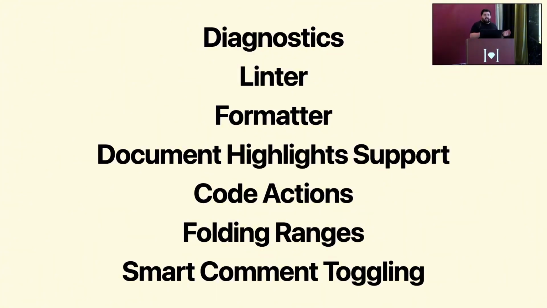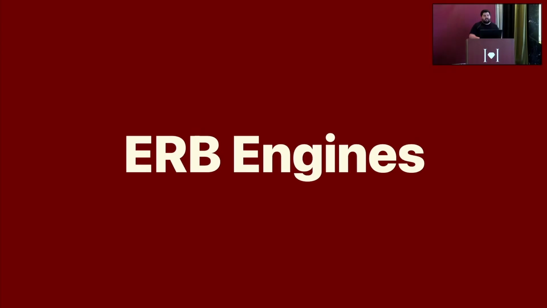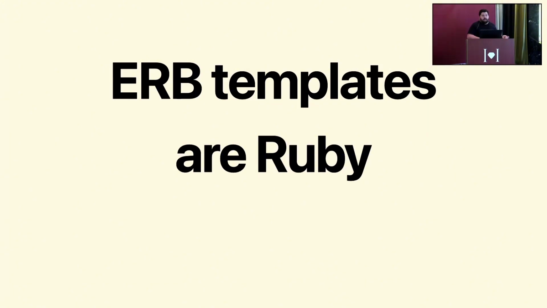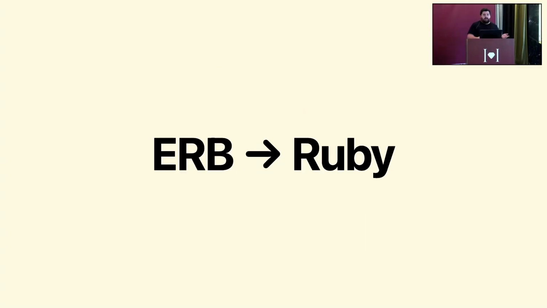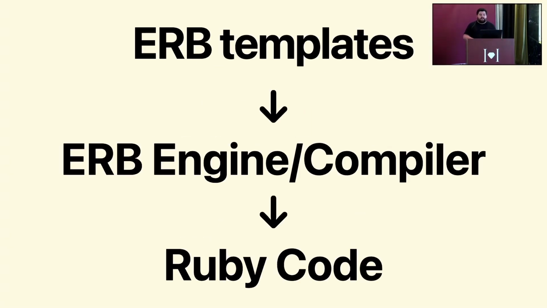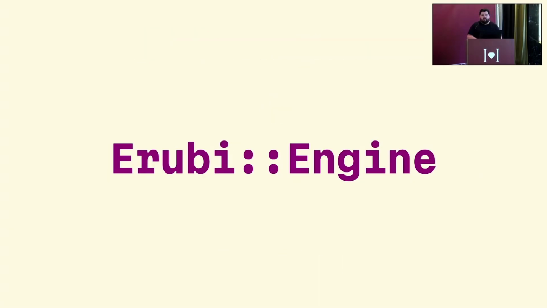So this is all static analysis, but now we want to talk about how we actually render these templates in production. ERB templates are Ruby, or well, almost Ruby, because we need to be able to run them. We need to convert ERB to Ruby first. What this means is that we take our templates, pass them through a compiler or an engine, and we get Ruby code that our Ruby runtime can actually render and run. The most popular one today for this is ERB engine, which is also what Rails uses today.